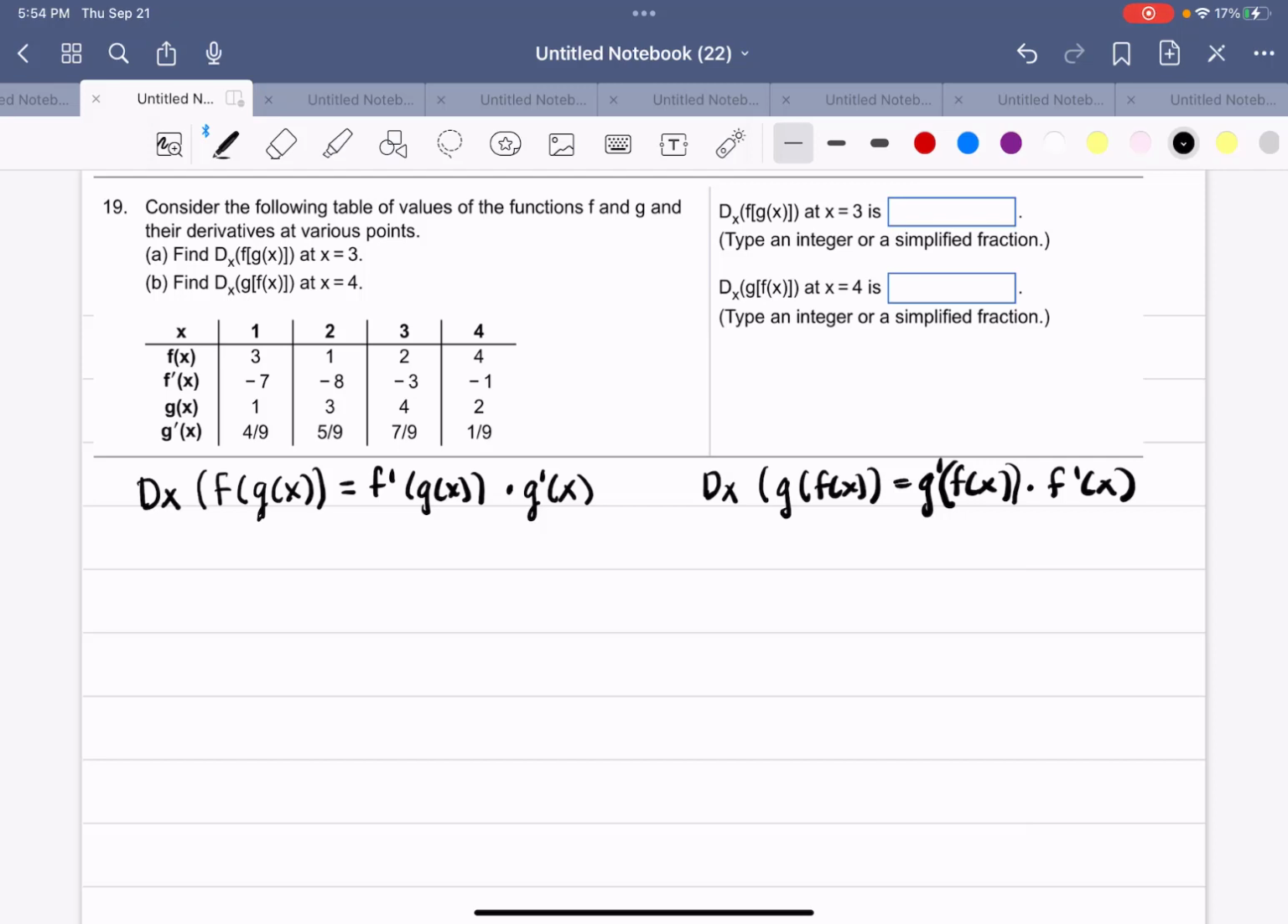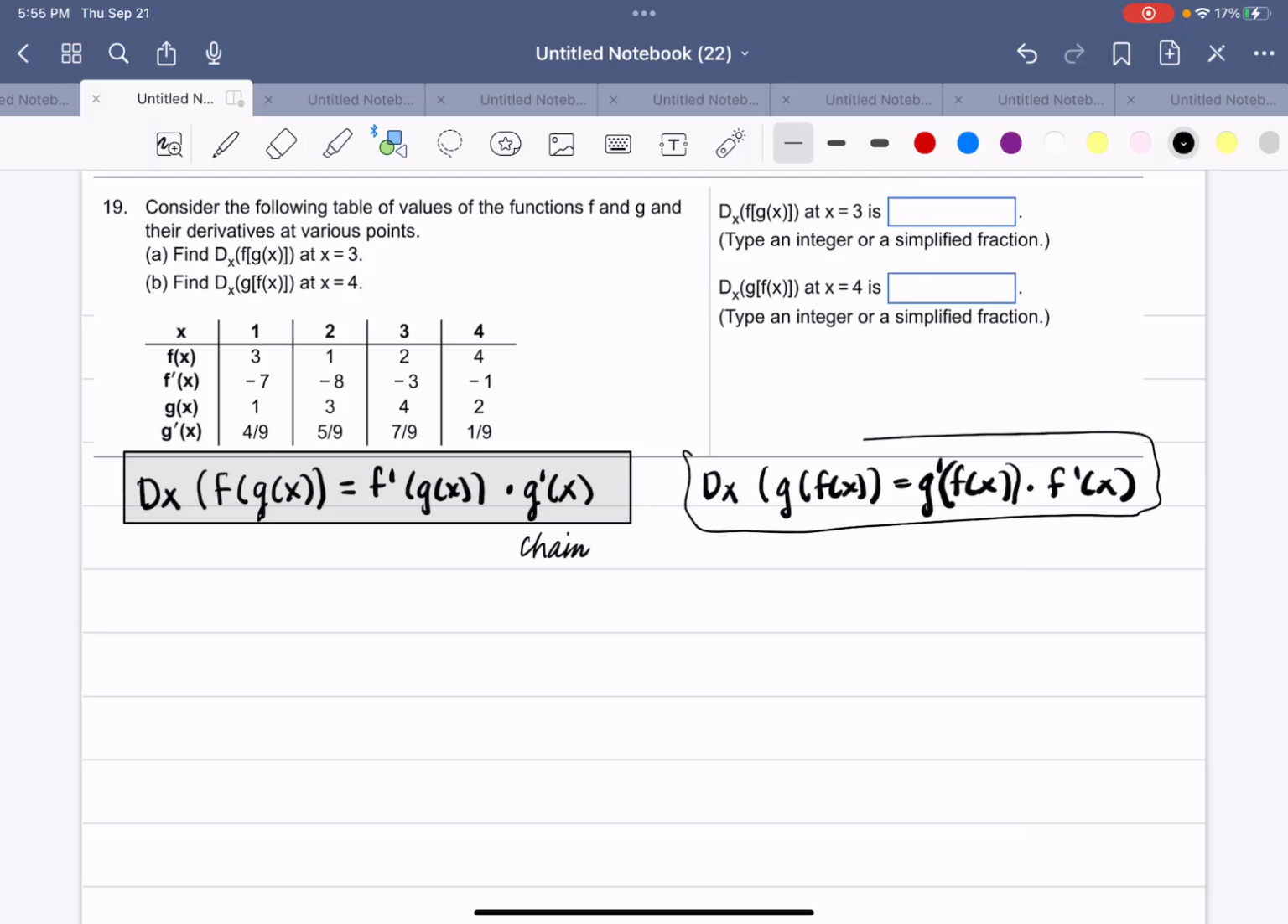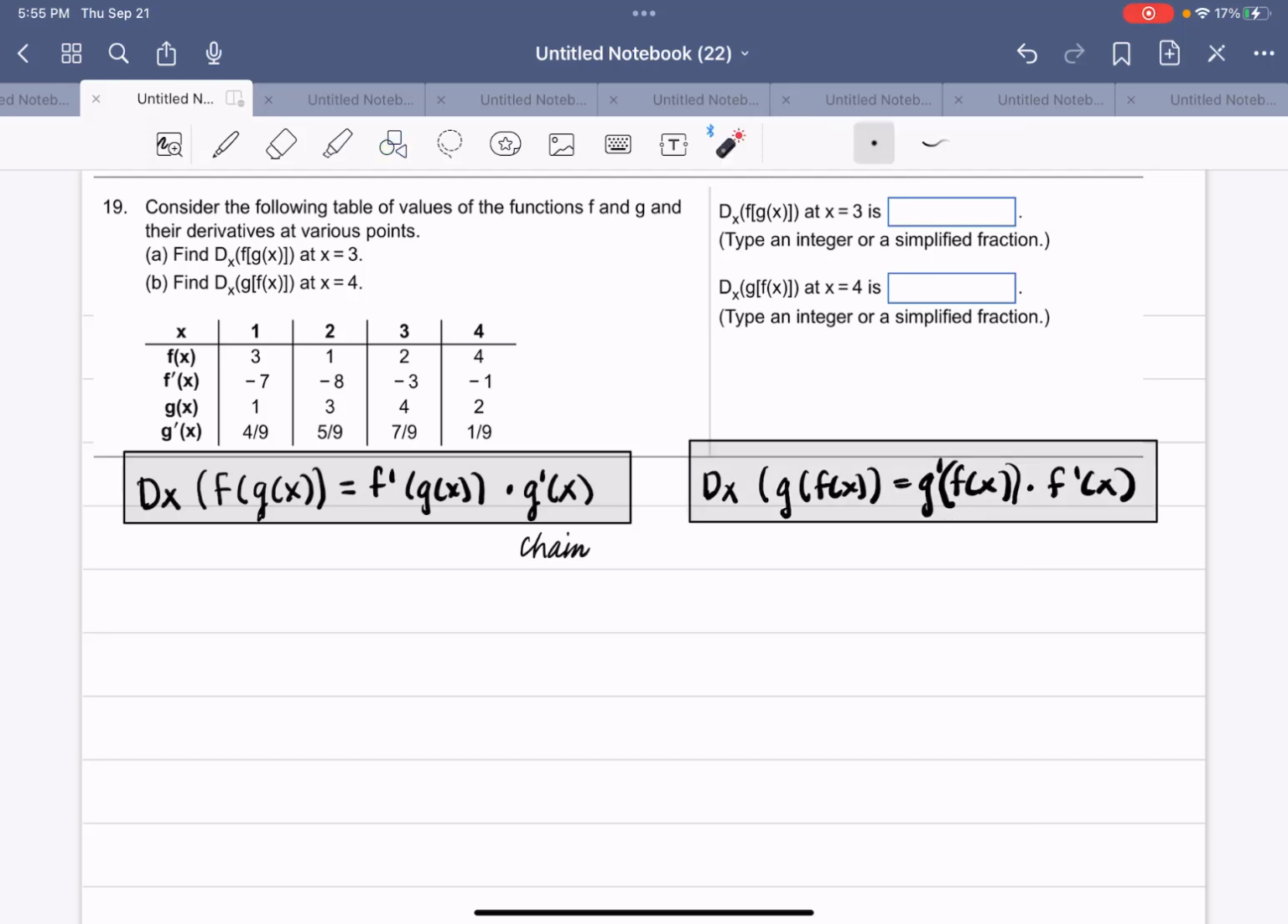So first, a reminder of what you do to take the derivative when you have a composite function. The first thing you do is you take the derivative of the outer function and multiply that times the derivative of the inner function. This part is the chain rule. And if you do it in the reverse order, the process is the same. You do the derivative of the outer function first, and then multiply that times the derivative of the inner function. That is also the chain rule.